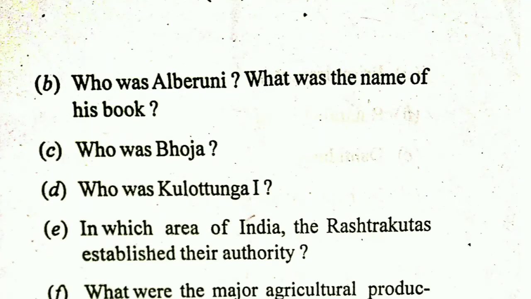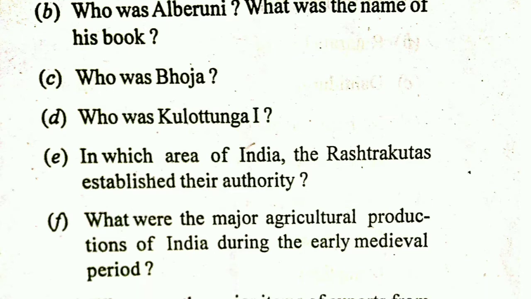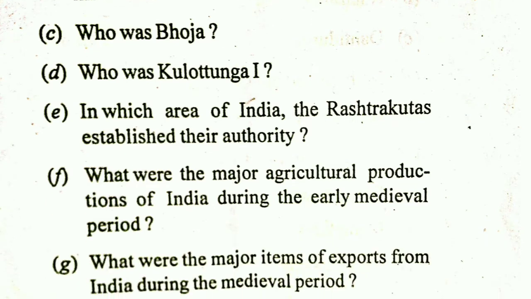Question 2. A. Who was Kalhana? What is the name of his book? B. Who was Alberuni? What is the name of his book? C. Who was Bhoja? D. Who was Kulottunga I?